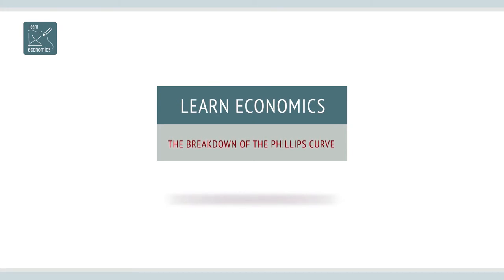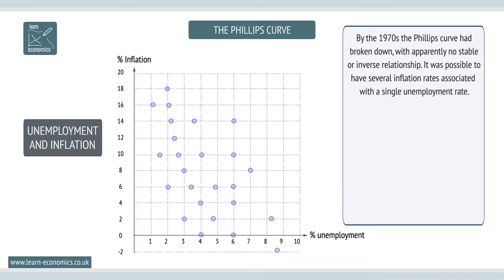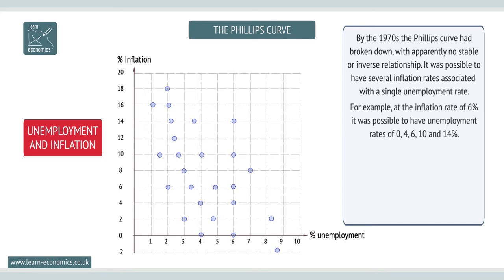The breakdown of the Phillips curve. By the 1970s, the Phillips curve had broken down with seemingly no stable or inverse relationship. It was possible to have several inflation rates associated with a single unemployment rate. For example, at an inflation rate of 6%, unemployment rates of 0, 4, 6, 10, and 14% were all possible.